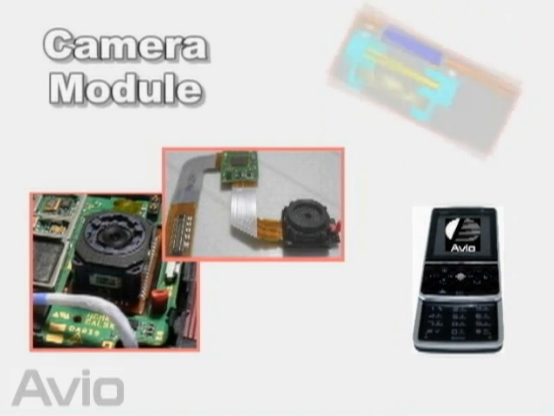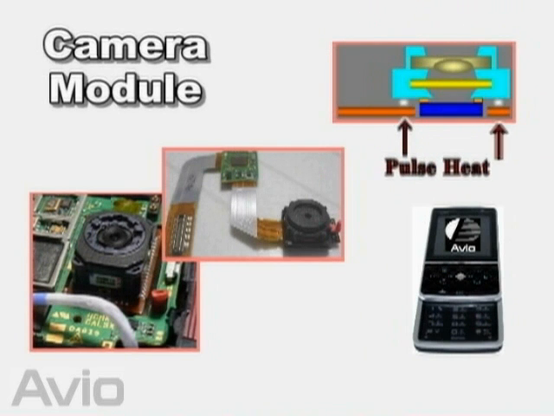An example of camera modules. A module and an FPC are soldered together by heating from the rear surface.